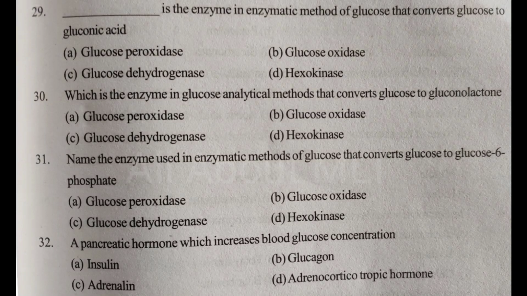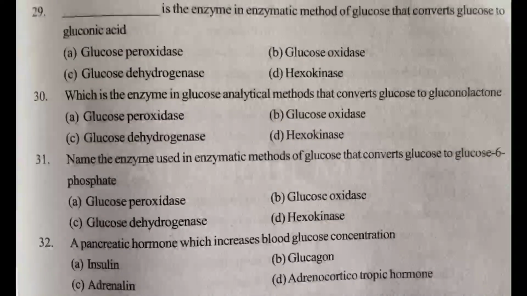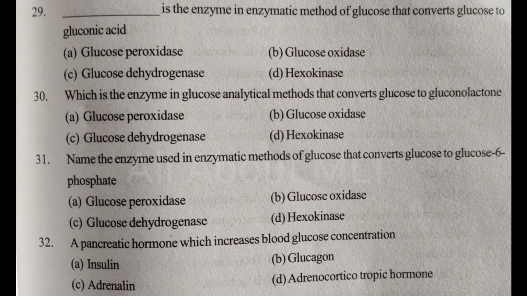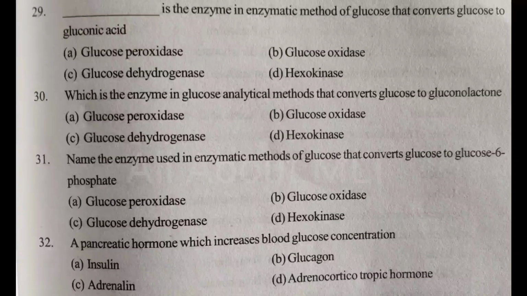Which is the enzyme in glucose analytical methods that converts glucose to gluconolactone? Option A, glucose peroxidase. Option B, glucose oxidase. Option C, glucose dehydrogenase. Option D, hexokinase. Answer is option C, glucose dehydrogenase.